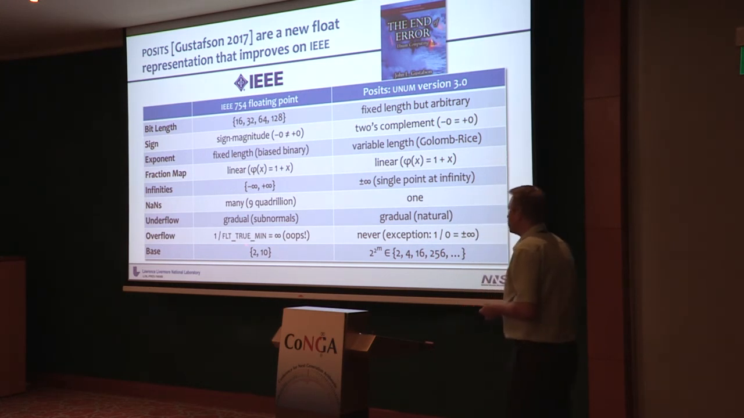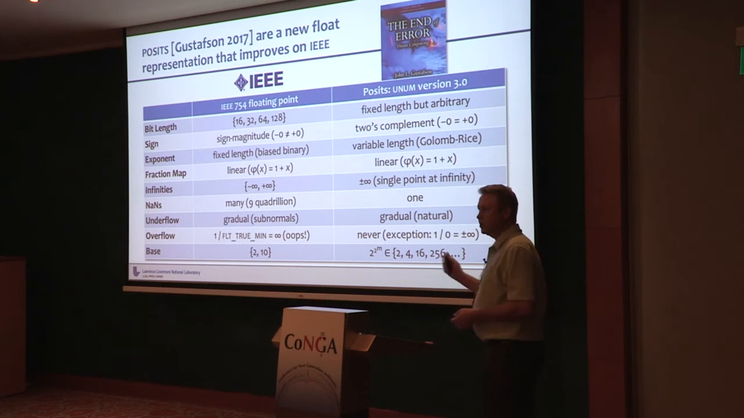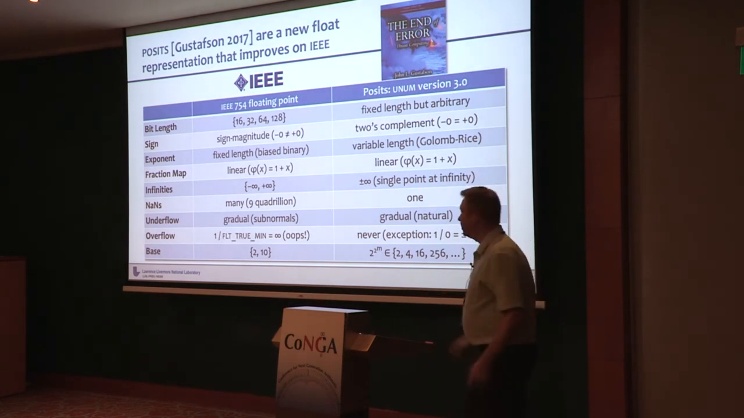Another issue with IEEE is that we have these nasty overflows that happen. It's kind of like rolling a gutter ball in bowling, right? Once you hit that infinity, it sticks around forever. Your computation is pretty much toast at that point.